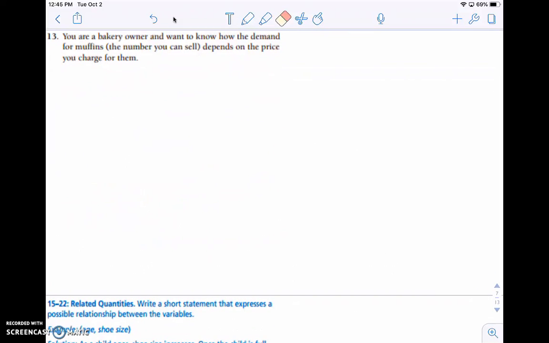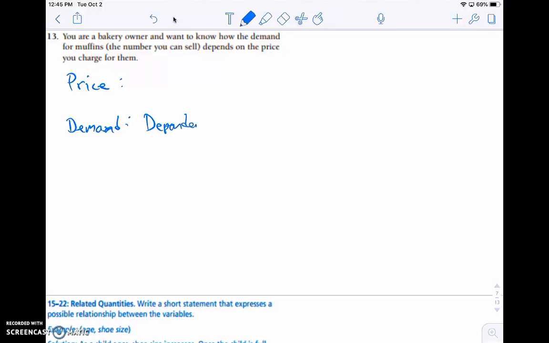So this one we're looking at, you're a bakery owner and you want to know how the demand for muffins, which is the number of muffins you sell, depends on the price you charge for them. So there's a couple of variables I see here. One is price, the other is demand. And the demand is definitely going to depend on the price that you set.